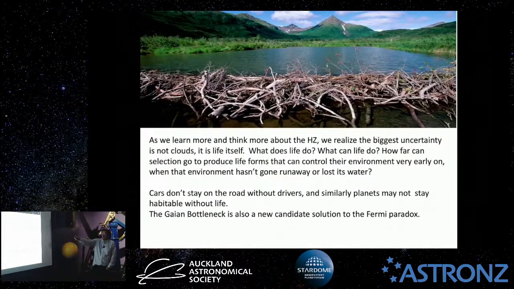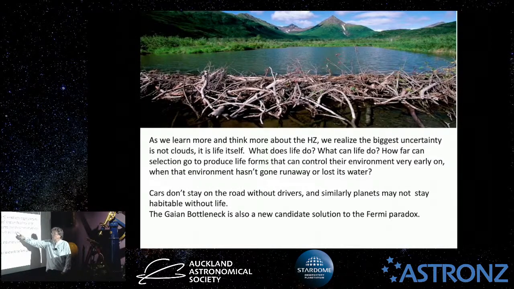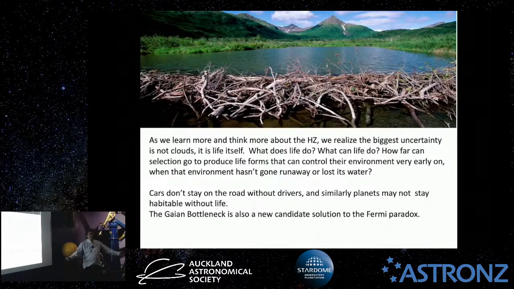But as we learn more and think about the habitable zone, we realize the biggest uncertainty is not clouds, it is life itself. What does life do? What can life do? How far can selection go to produce life forms that can control their environment very early on, when that environment hasn't gone runaway or lost its water. Cars don't stay on the road without drivers. Similarly, planets may not stay habitable without life. And the Gaian bottleneck is also a new candidate solution to the Fermi paradox. Where is everybody? Everybody's fallen off their horse. And we're the lucky ones. So I'll stop there and ask for questions.